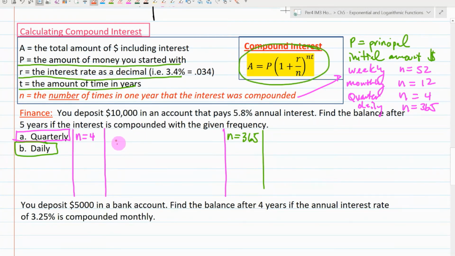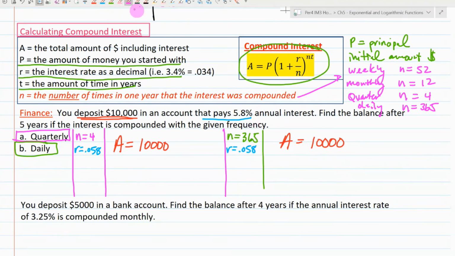Okay, so A equals P. P is the money that you started with. So you actually started by putting $10,000 in the bank. Same thing on this one. The account pays 5.8% annual interest. It's always annual interest, just so you know. So that's going to be R equals 0.058. It says find the balance, so we're finding A after 5 years. So T is equal to 5 here.